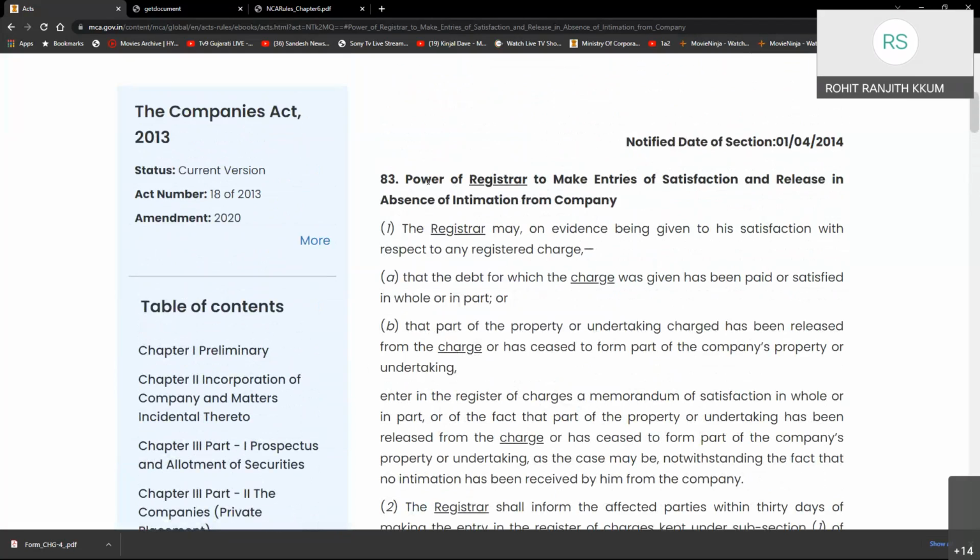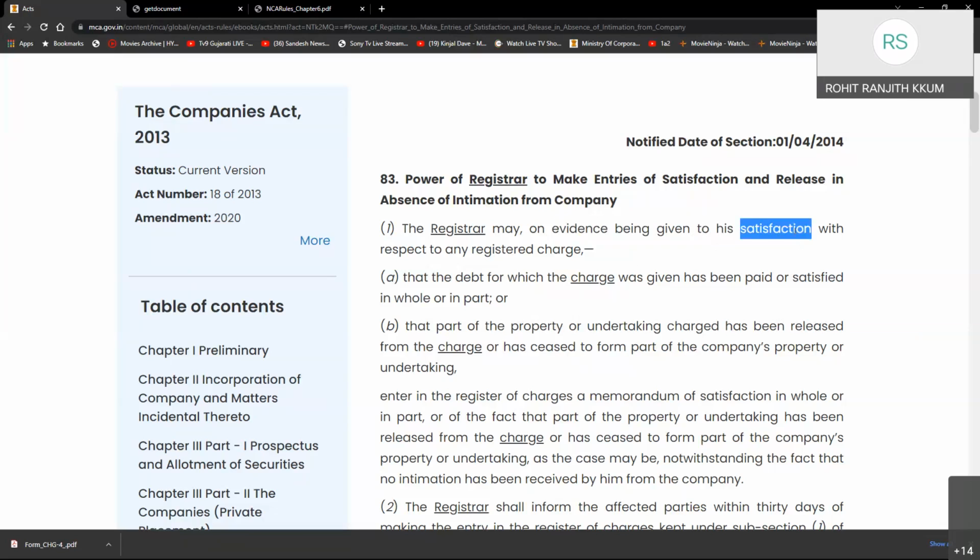Okay, guys. So read Section 83. What it says: power of registrar to make entries of satisfaction and release in absence of intimation from the company. So registrar may, on the evidence being given to his satisfaction. So this is very important, this phrase: evidence being given to his satisfaction. So without evidence, ROC cannot go under Section 83. It should have concrete evidence.